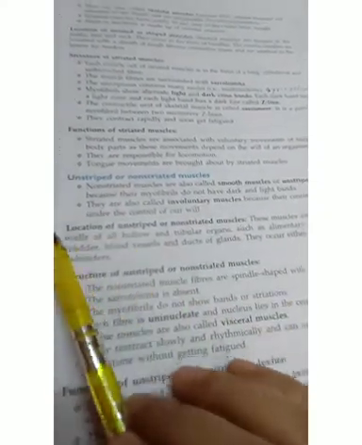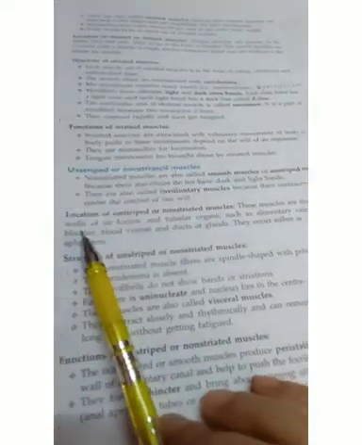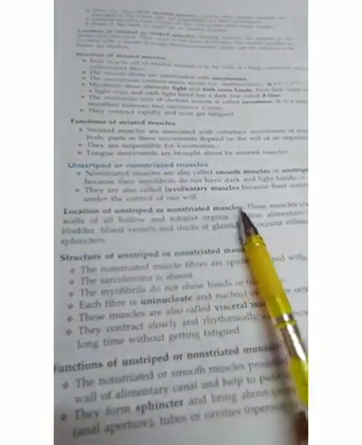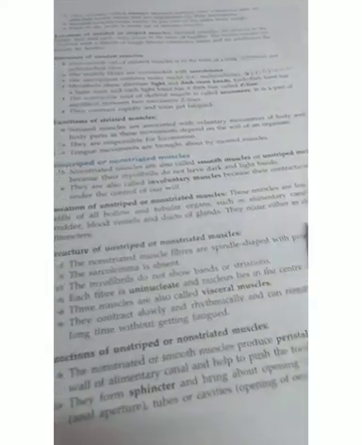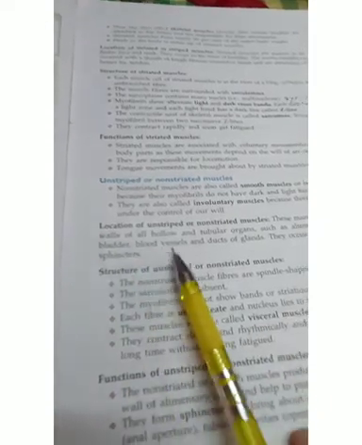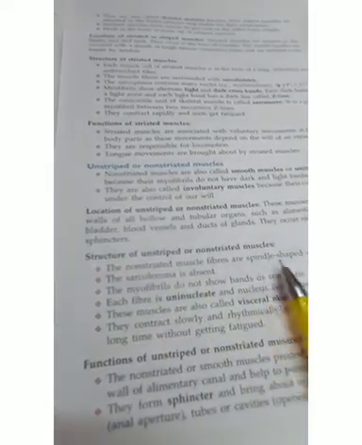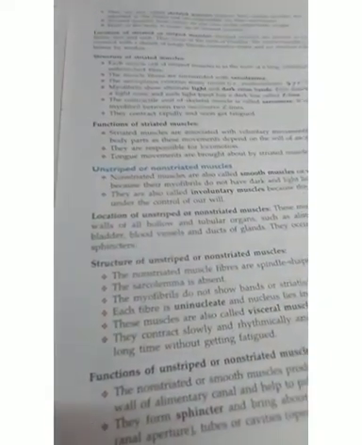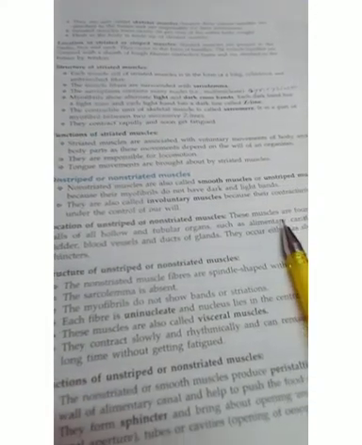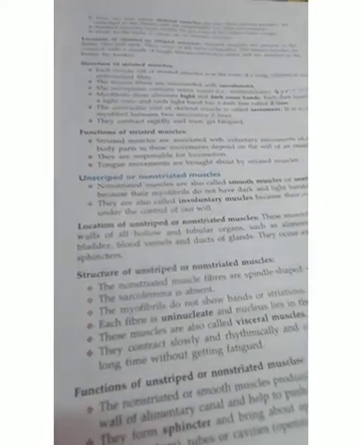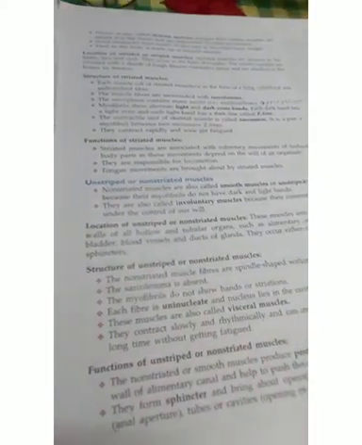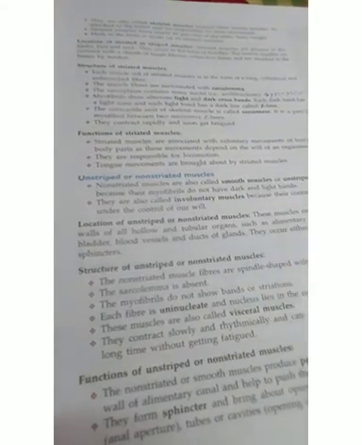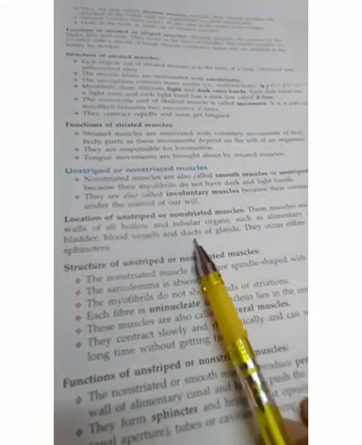If you look at their location, they are found in the walls of the hollow and tubular organs such as our digestive system, that is the alimentary canal, our urinary bladder, blood vessels, and all the glands present in our body. Everywhere these smooth muscles are present. Now you cannot control their activity according to your wish. Your urinary bladder to some extent you can control, but alimentary canal or gland secretion you cannot control.